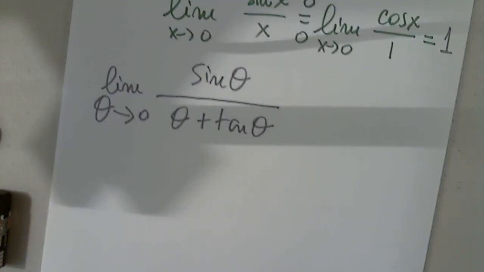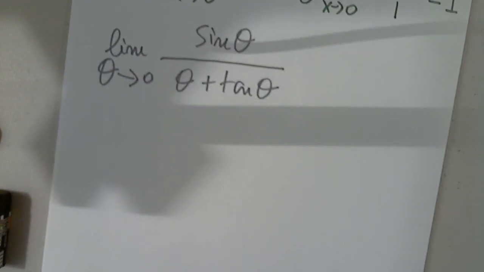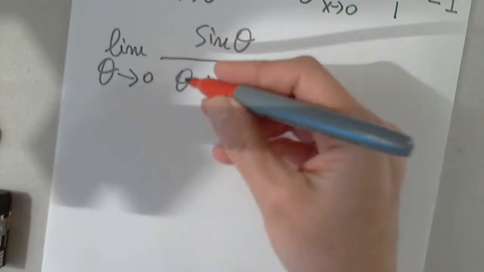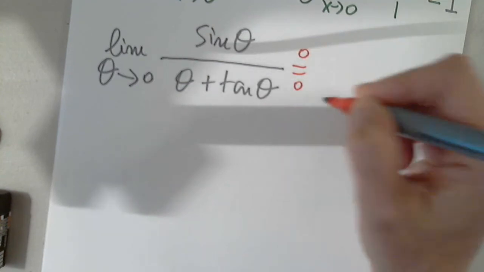So this is a limit as theta approaches 0 of sine theta over theta plus tangent theta. I'm asked to find the limit. The first thing that needs to be done is to plug in 0, and I get 0 over 0.